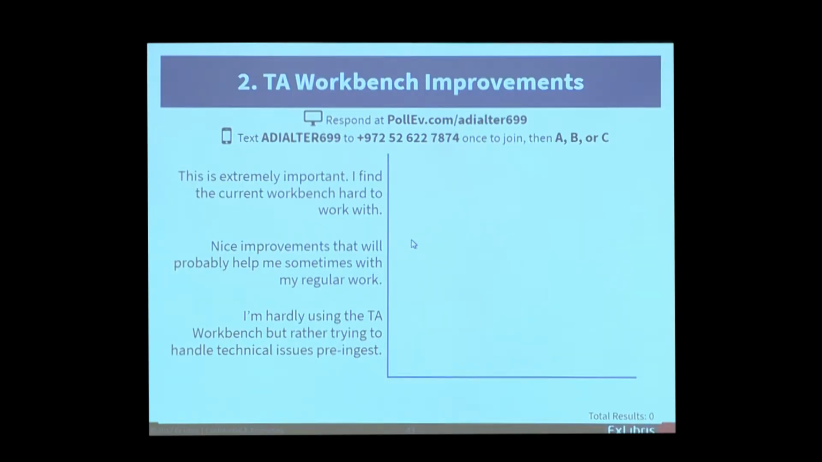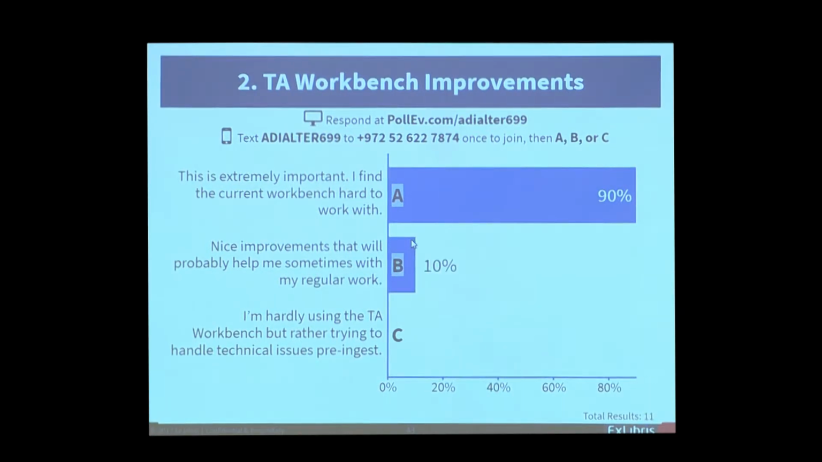So, in terms of this one, this is extremely important. I find the current workbench hard to work with. The first one was fast. Nice improvement that will probably help me sometimes in my regular work, or I'm hardly using the TA workbench, but rather trying to handle technical issues pre-ingest or before they are in Rosetta. Wow, there's a clear need here. 90%.